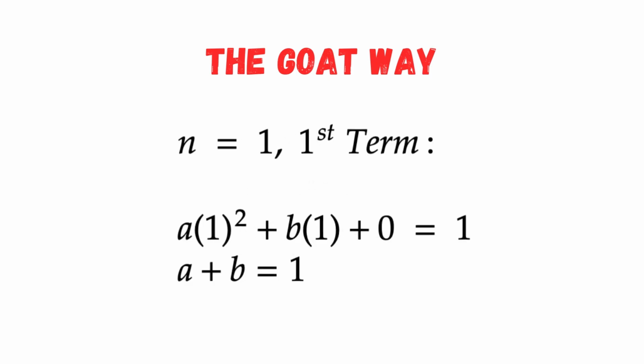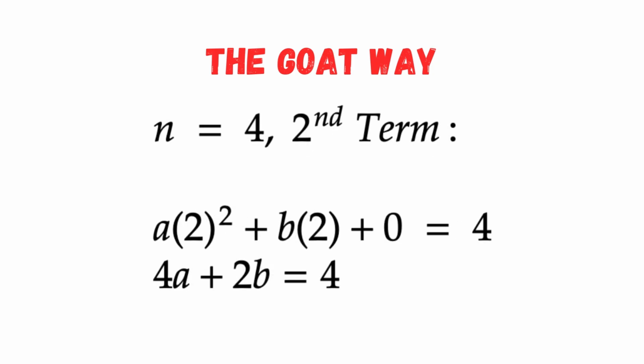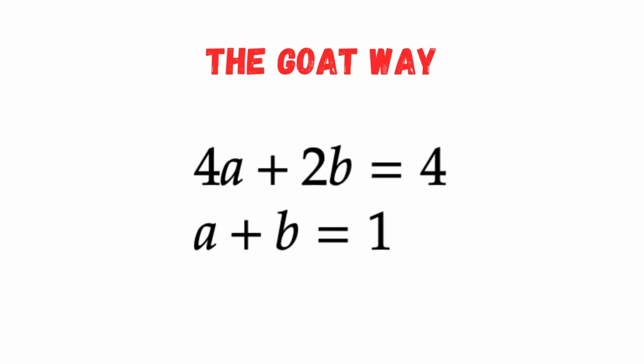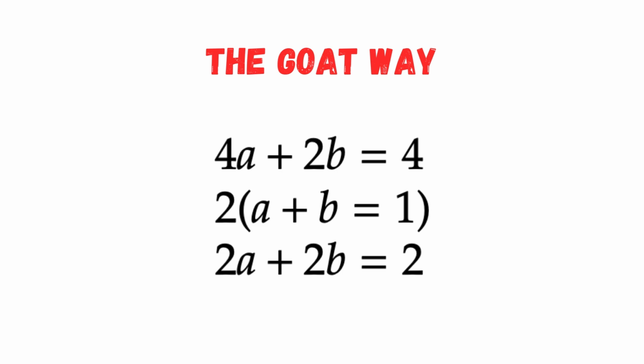Now to figure out a and b, let's look at 2 more terms. For n is equal to 1, we get that a plus b is equal to 1. For n is equal to 2, which is the second term, we get that 4a plus 2b is equal to 4. And there we go, we've got our 2 equations, our system of equations. So now we can multiply the first equation by 2, and we will get 2a plus 2b is equal to 2.